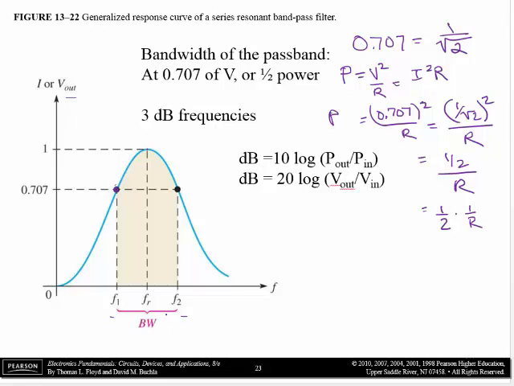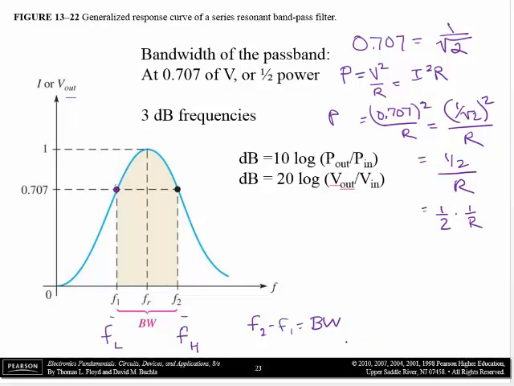So there's F1 and F2. Sometimes they're written F low. Many times on data sheets they're written F low and F high. And then F2 minus F1 gives me the bandwidth, written oftentimes as BW, gives me the bandwidth of the filter.